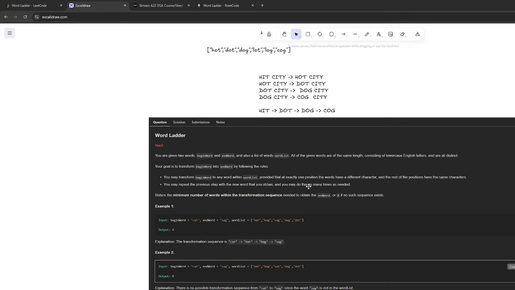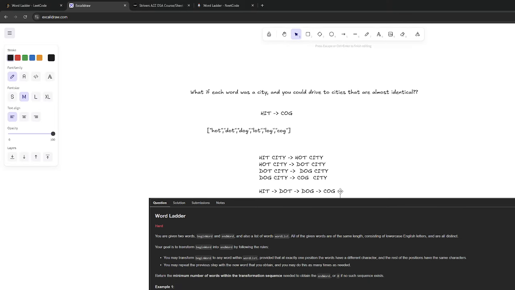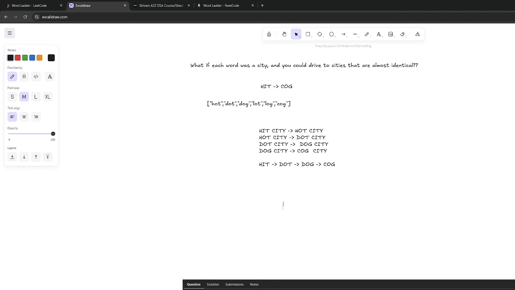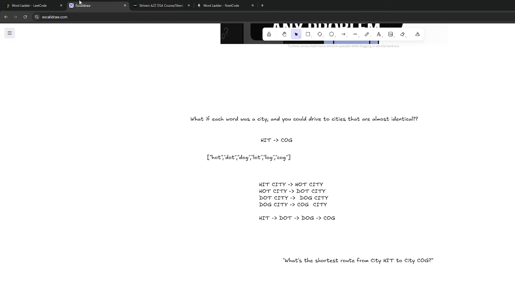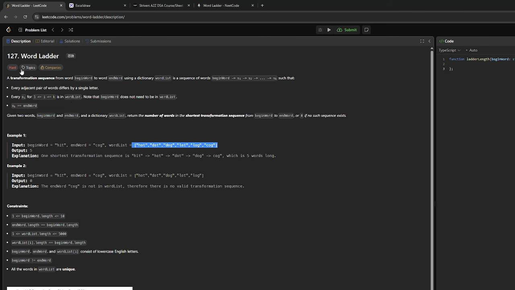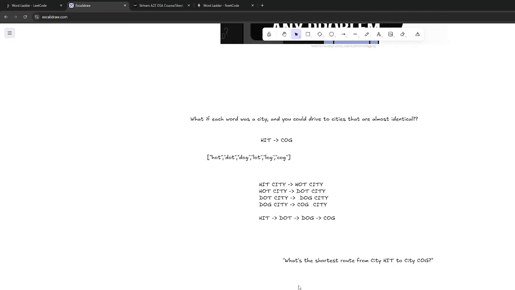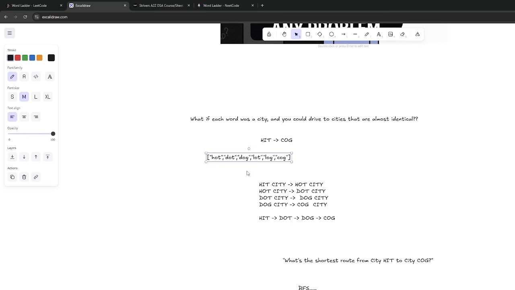So the question went from this complex, crazy LeetCode hard to this: what was the shortest route from the hit city to the cog city? That's literally it. That's all this question is. It's a hard, but when you break that down, you end up coming up with BFS. That's our shortest path in an unweighted graph. It's an unweighted graph because if we were to list each of these as nodes, the neighbors to each node would be any word that's directly related to it, that only differs by one letter.